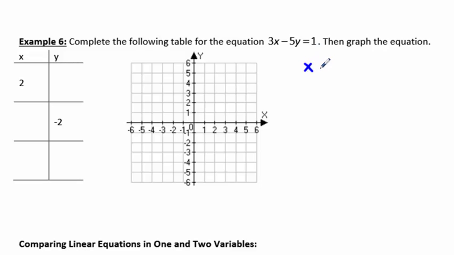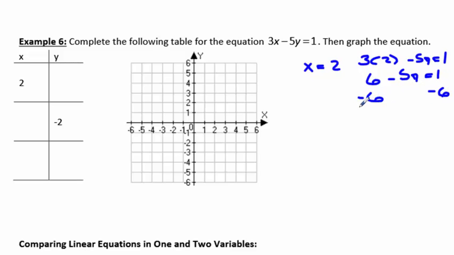If I plug in the value x equals 2, we're going to have 3 times 2 minus 5y equals 1. So that's 6 minus 5y equals 1. And to solve for the 5y, we subtract the 6 from both sides. So negative 5y equals 1 minus 6 is negative 5. Divide both sides by negative 5.